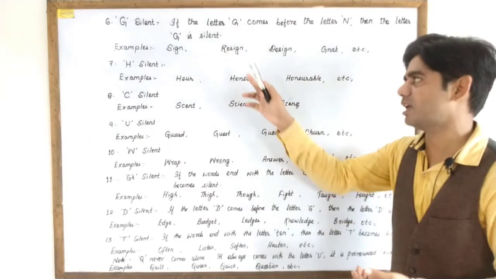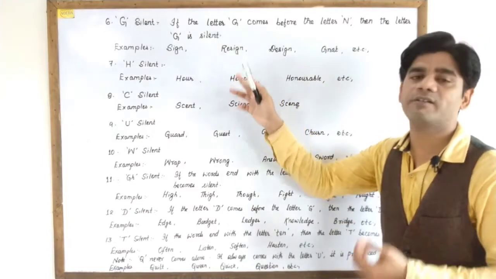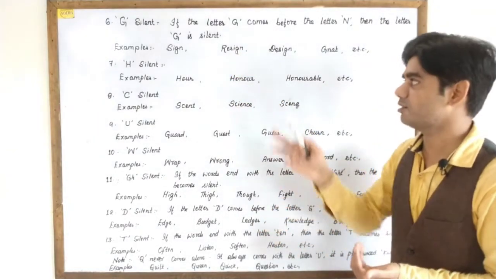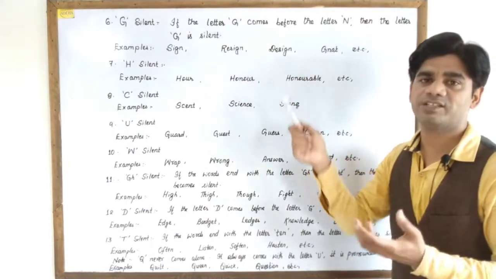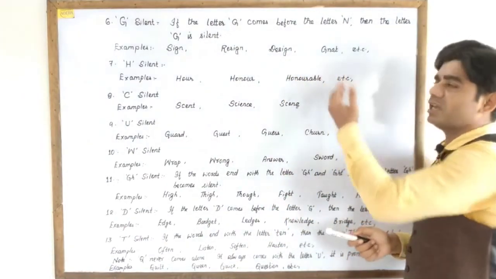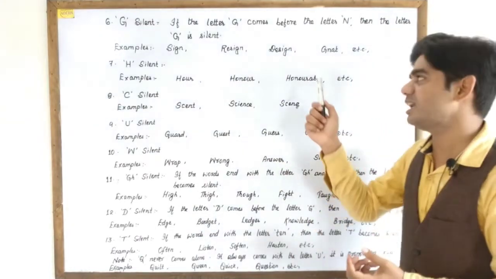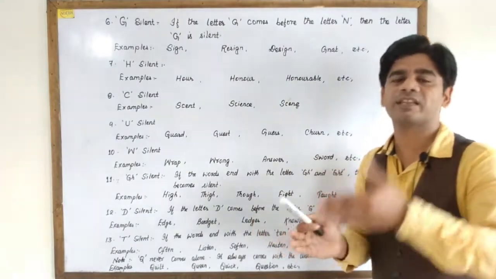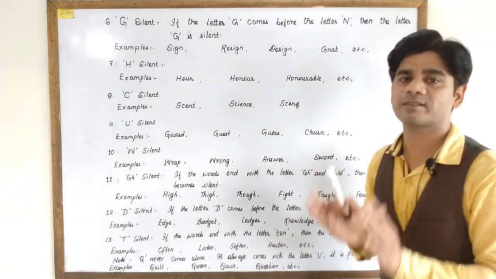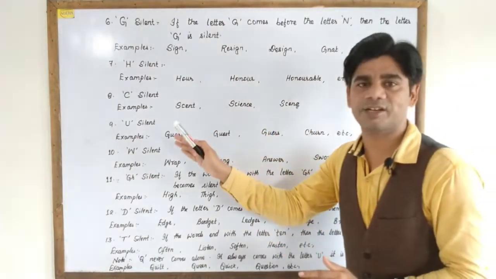The next example we have is RESIGN, resign. Now the third example, DESIGN, design. Now another example we have is GNAT, gnat. So we have understood that if the letter G comes before the letter N, then the letter G becomes silent. Now we are moving to the next silent letter.